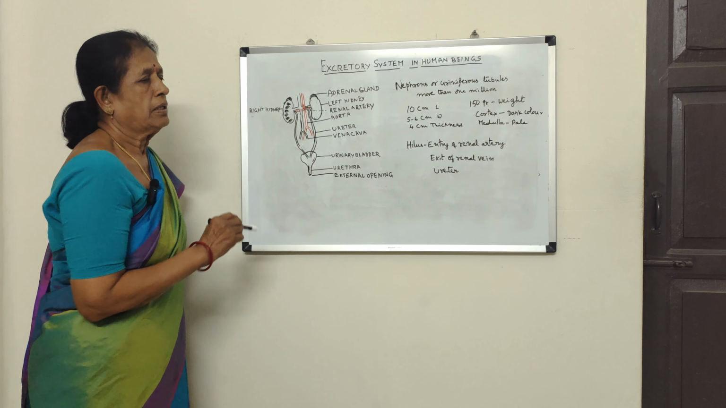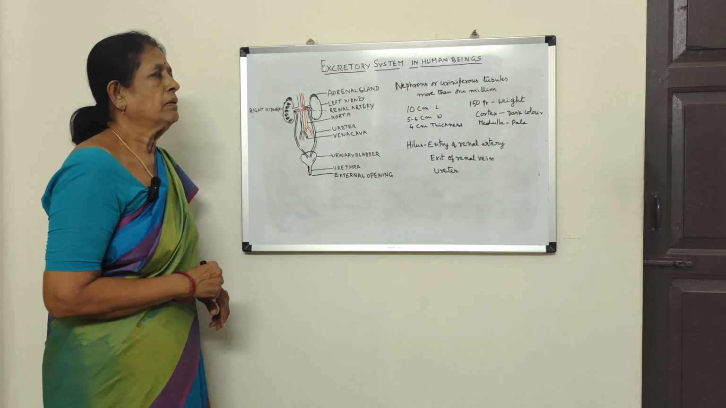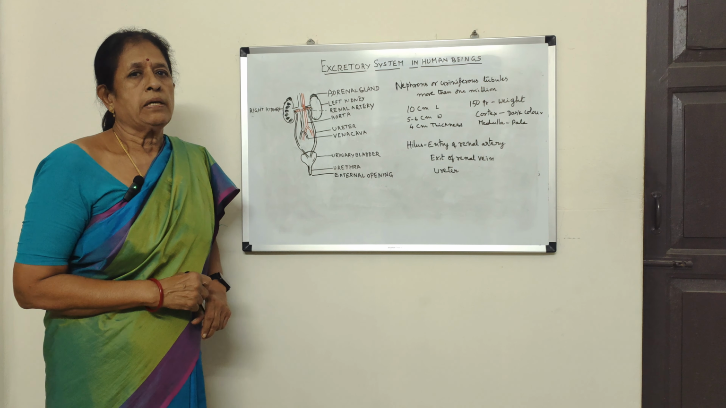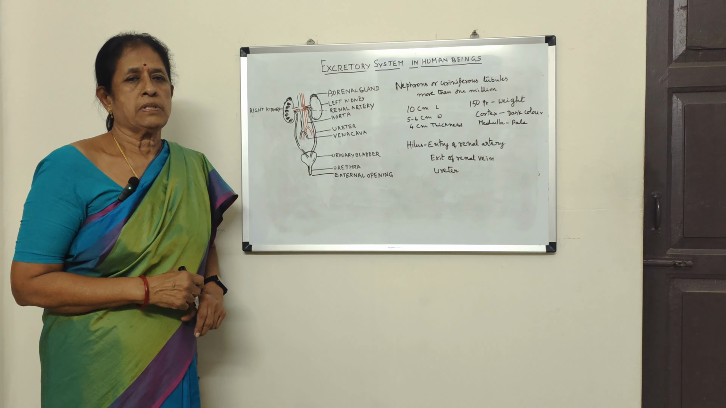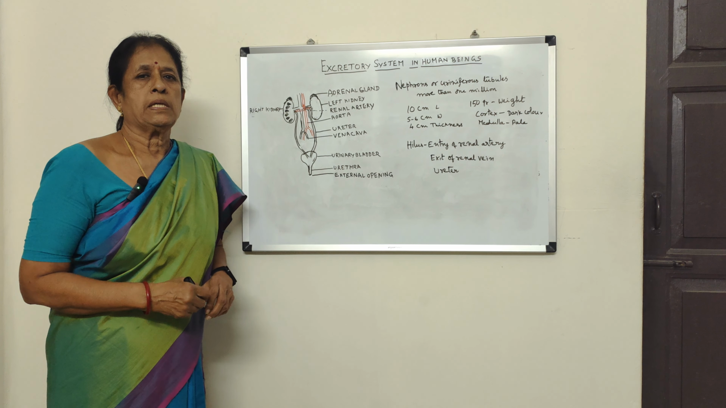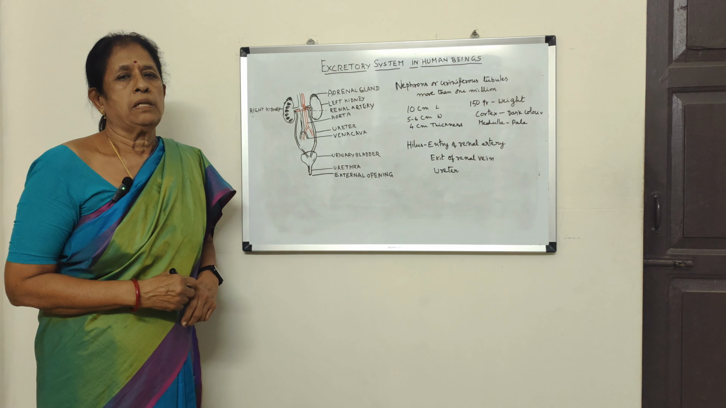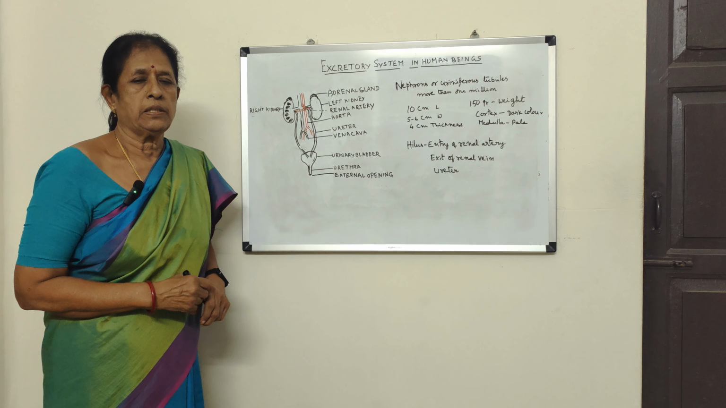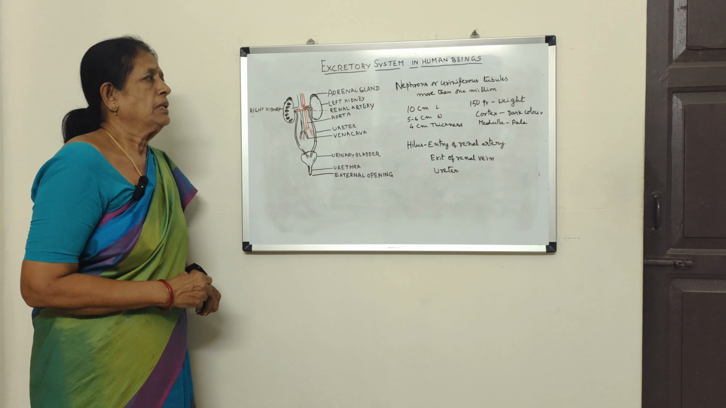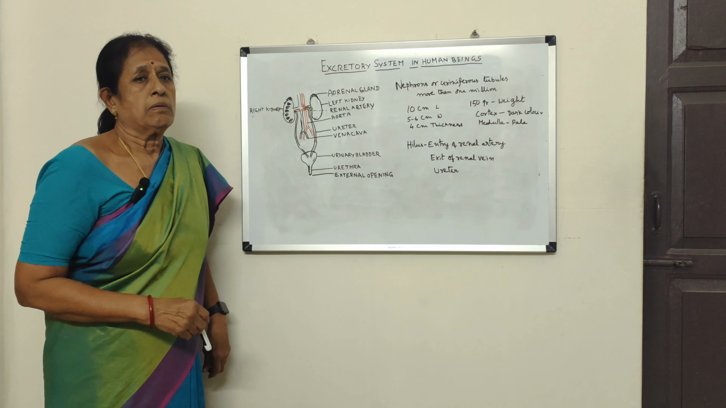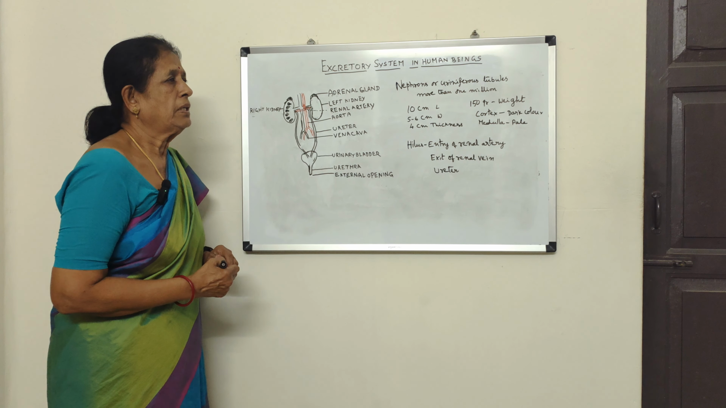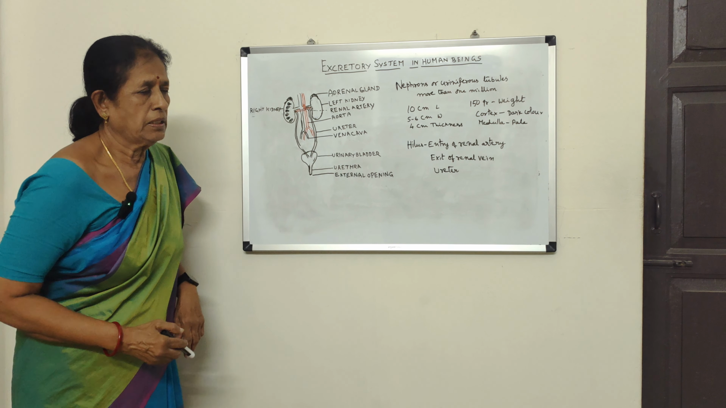So kidneys are the important main excretory organs in the human body. They eliminate various nitrogenous waste materials from the body. If the nitrogenous waste materials remain in the body, they will cause many health issues and ultimately lead to the death of the person. So what is the importance of these kidneys, how do they work, and where are they present? That we shall see in this class.